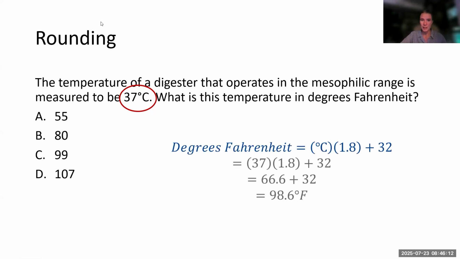So this equation is in your ABC formula sheet, so you'll be able to look that up if you need it. But in this case, we can look at that. Okay, here's our equation that we're starting with on our formula sheet: degrees Fahrenheit equals Celsius times 1.8 plus 32. So what we're going to do is take what we know and what the story problem is giving us and plug it into this equation.